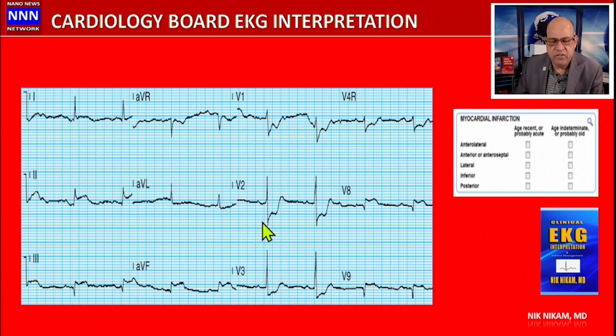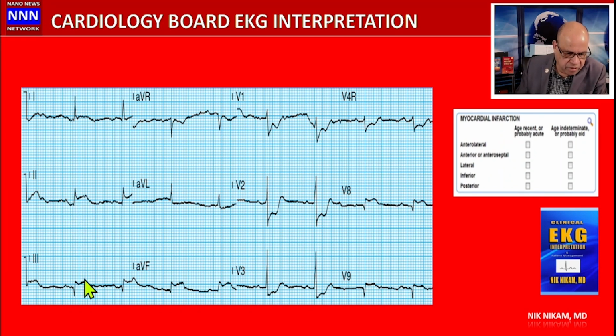Okay, let us look at some examples now. Here we see ST elevation. This is in a hyperacute phase of a myocardial infarction, which I just showed you a couple of slides ago. We have the ST segment elevation, the straightening of the ST segment, and lifting of the T waves. So this is an acute myocardial infarction.